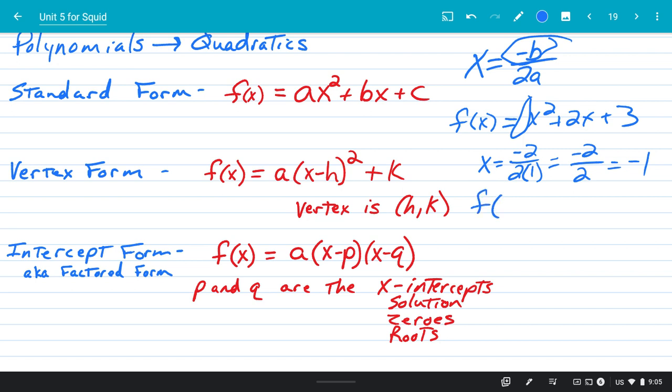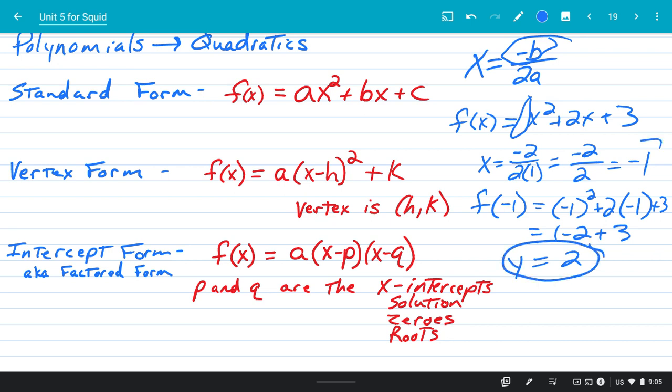Then I would have to take that negative 1 and plug it back into the function. So I'd have to find f of negative 1, which would be negative 1 squared plus 2 times negative 1 plus 3. So negative 1 squared is 1. 2 times negative 1 is negative 2 plus 3. 1 minus 2 is a negative 1 plus 3 is a positive 2. This all tells me my y value. It goes with my x value to get my vertex, which is negative 1, 2.